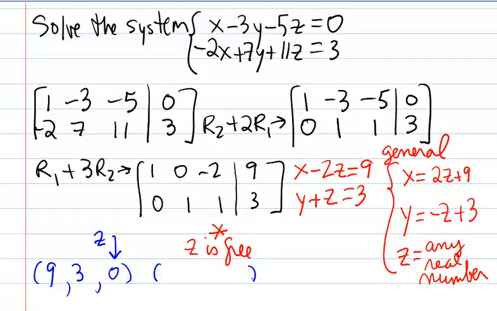I can put in any number of values here and come up with solutions, as many as I want. There's an infinite number. So let's look at one more solution. If I put 1 in there for z, then here I have 2 times 1 plus 9, that's 11 for x. And for y, I have negative 1 and 3, that's 2. So here's a second solution, and that is where z is equal to 1.